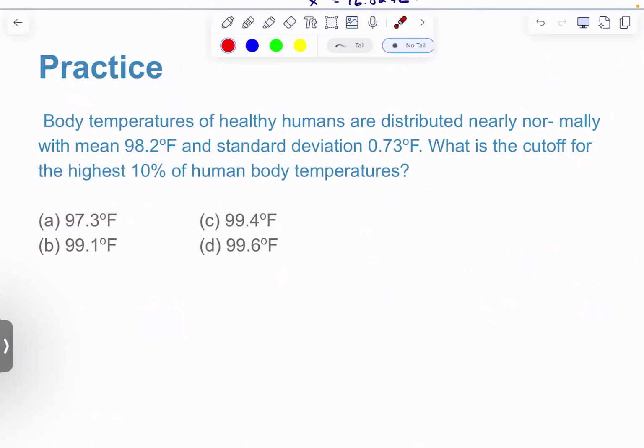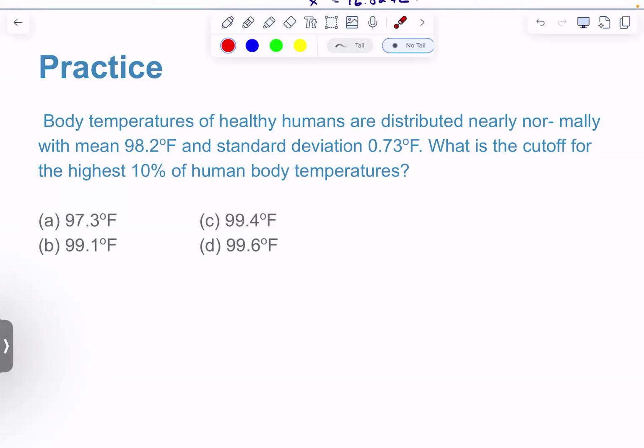Little typo here. Normally, body temperatures of healthy humans are distributed nearly normally, with mean 98.2 degrees Fahrenheit and standard deviation of 0.73 degrees Fahrenheit. Same layout, right? Same type of problem, but now what's the cutoff for the highest 10% of human body temperatures?